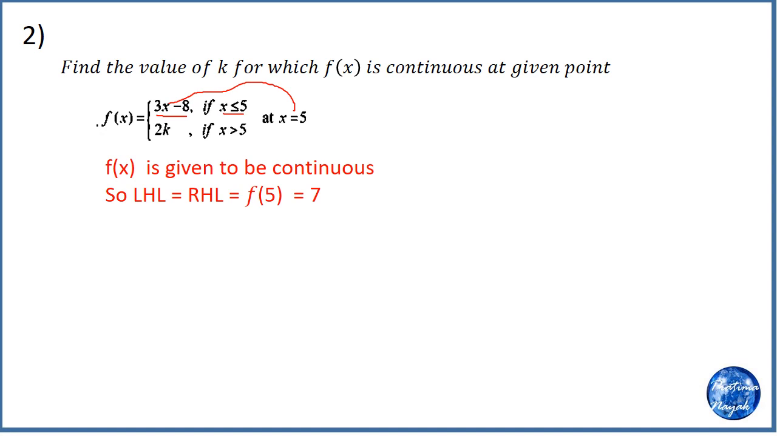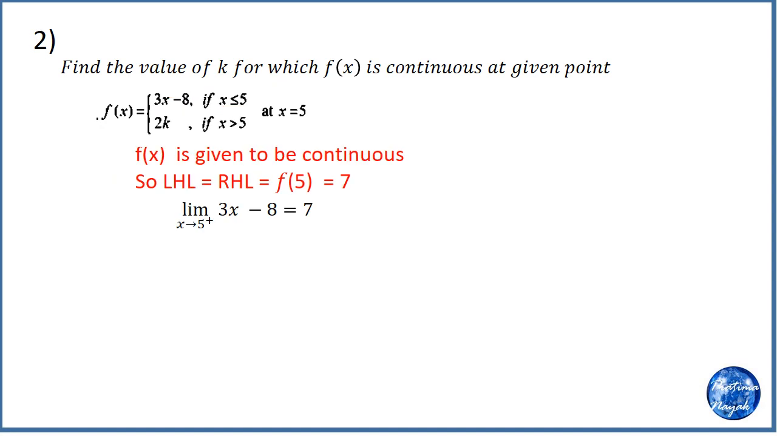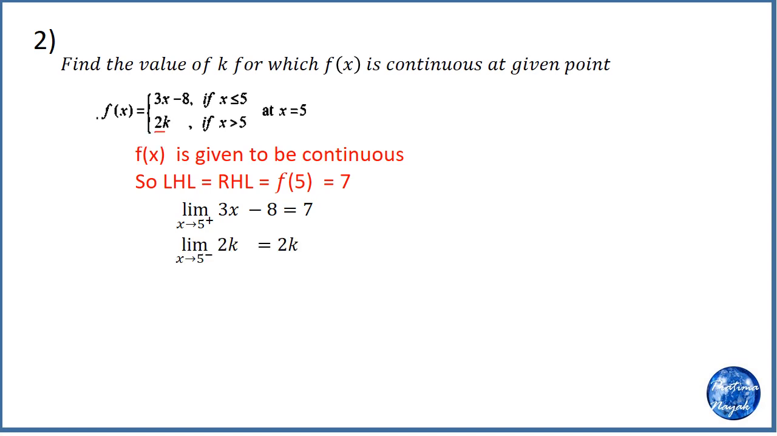So in place of x I'll put 5 exactly. So how much will it be? 3 into 5, 15 minus 8, this is equal to 7. So f of 5 is equal to 7. So limit x tends to 5 minus of 3x minus 8 is equal to 7. And what about the right hand limit? Right hand limit is given to be 2k. When x is greater than 5, it is 2k.